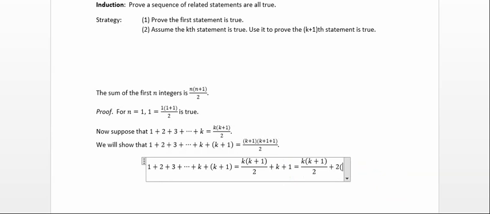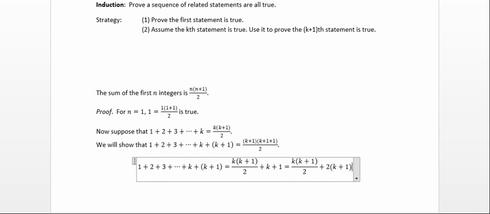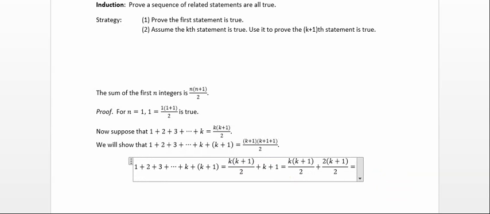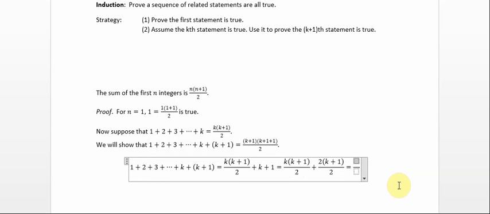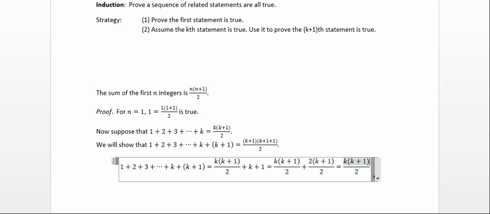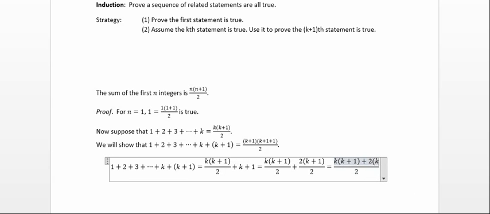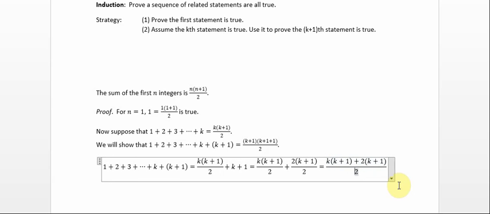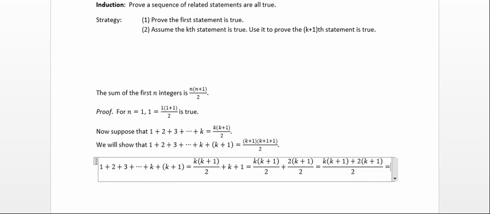So I guess I have to do like that. Common denominator equals, and now I can put them together. One fraction with a 2 in the denominator, and I have k+1 plus 2k+1. And is that going to equal this? I have the 2 in the denominator.